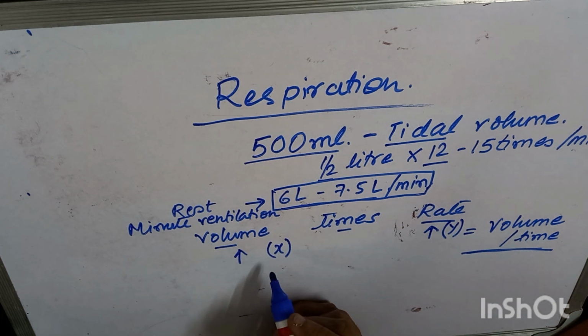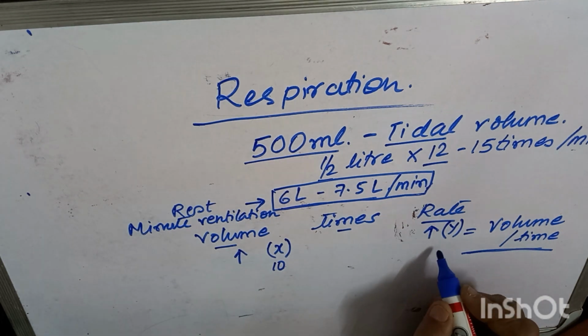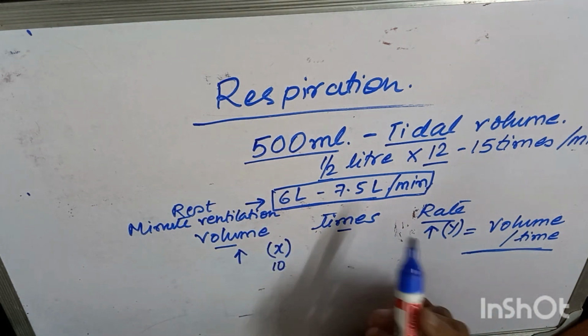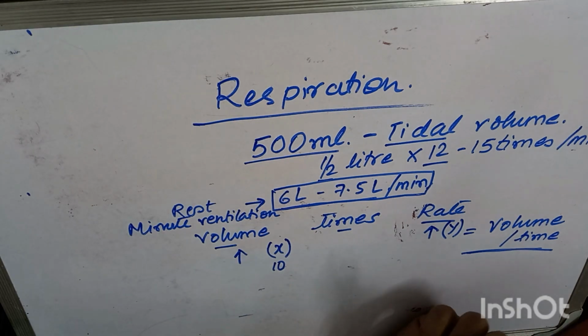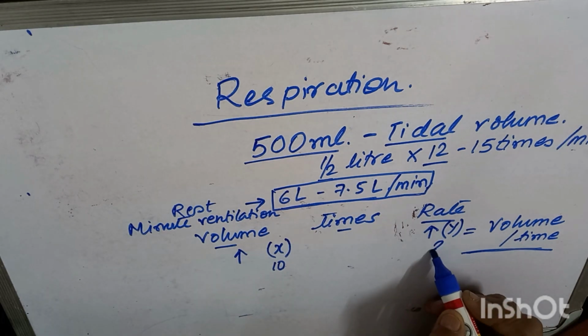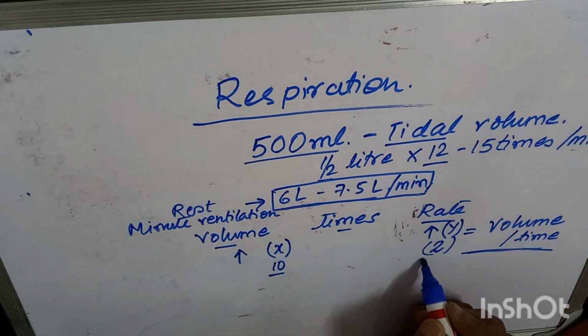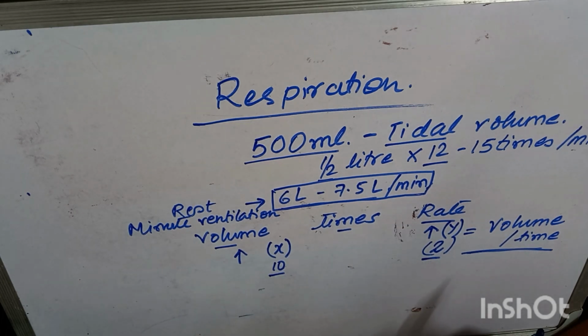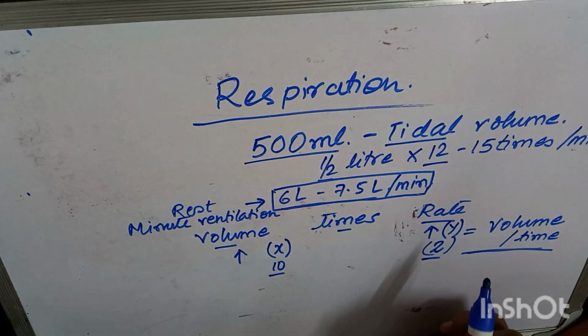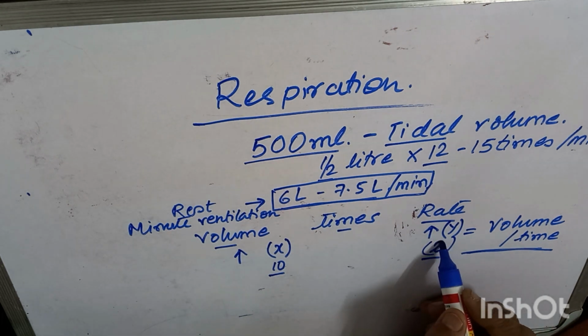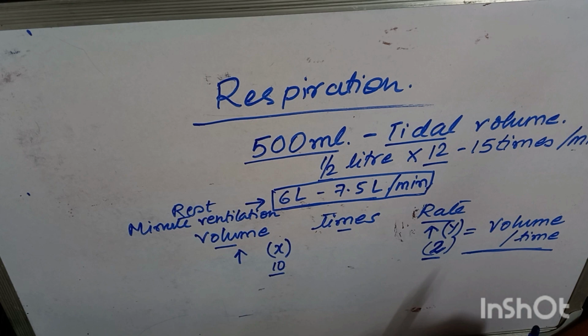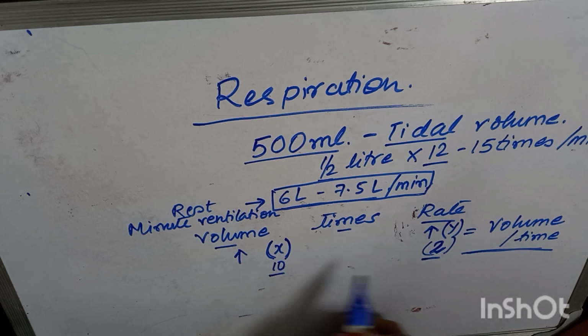We can increase the volume say 10 times, and we can increase the rate say from 12 to 24 times per minute. So the rate doubles and the volume goes 10 times more. So it can go up 10 into 2, 20 times.